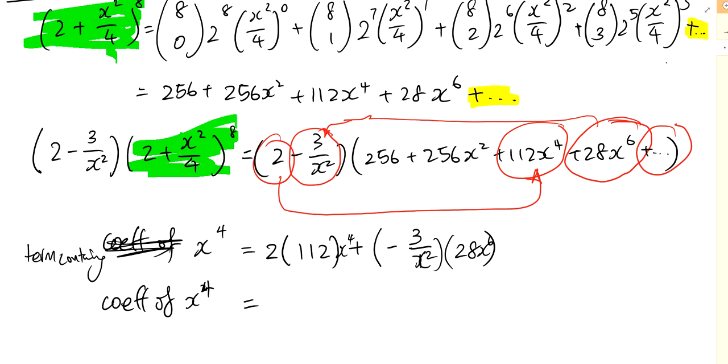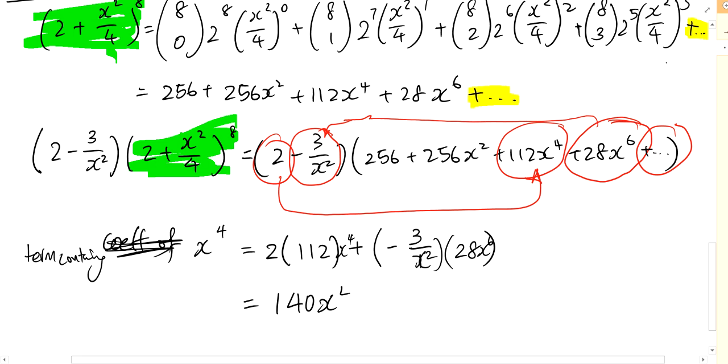So let's do what Cosby suggested. 2 times 112, so 224, minus 3 times 28. 3 times 28. So I get 140x to the power 4. So you write coefficient of x power 4 is 140. Get it? Any questions? Okay, then your turn to try.